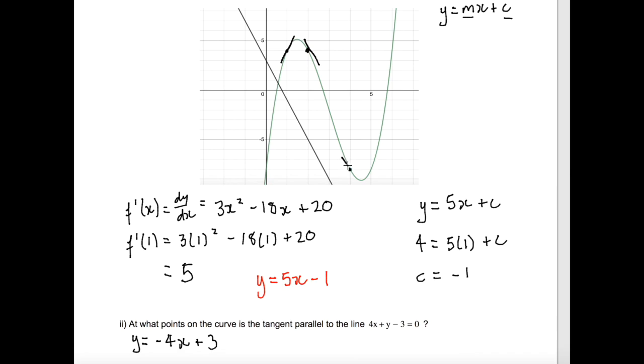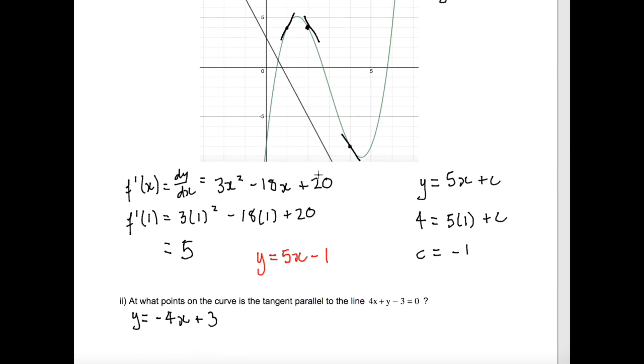So you can see, even though my drawings are pretty bad, that this line and this line are parallel, and this line and this line are parallel. And what we're trying to do is to find the point on the curve where the tangent is parallel to this line. So how are we going to do that?